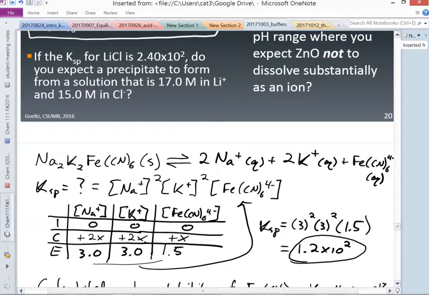Did I answer the question? Yep. Because I was asked for KSP. Do I have the right sig figs? I think I got it. I missed it at first, but I think I got it. Do I have the right units? No units for KSP. No units for any equilibrium constant. So good.